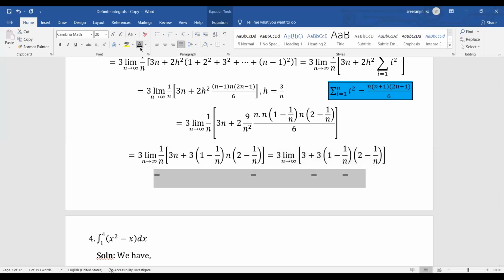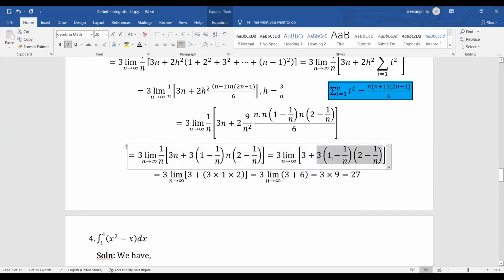Now we know how to compute the limits. 3 into limit n tends to infinity, 3 plus 3 into 1 minus 1 by n. Since n tends to infinity, 1 by n will tend to 0. So here what remains is 3 into 1 into 2. So 3 into limit n tends to infinity, 3 plus 6, 9. Since 9 is a constant, there will not be any change in the value. 3 into 9, answer 27.